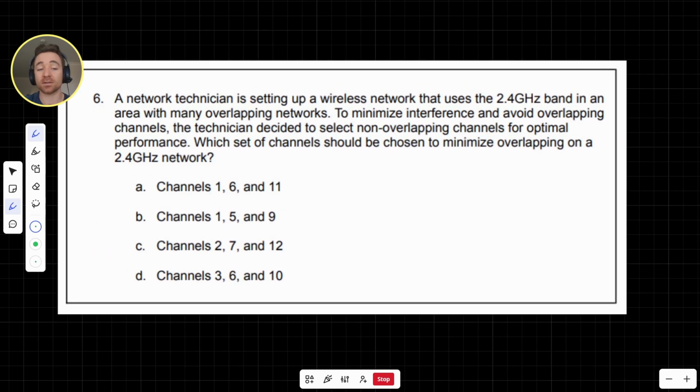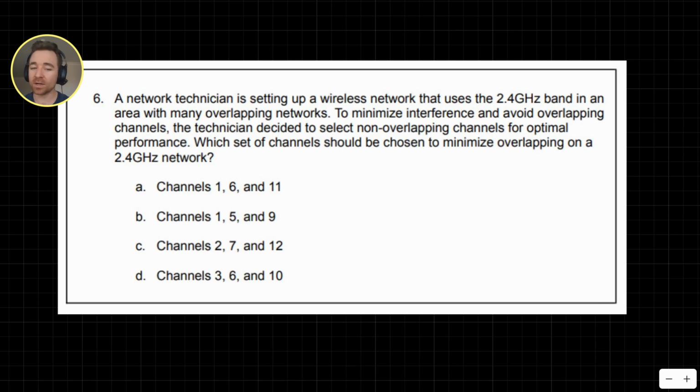Question 6, in this case, reads, a network technician is setting up a wireless network that uses the 2.4 gigahertz band in an area with many overlapping networks. To minimize interference and avoid overlapping channels, the technician decided to select non-overlapping channels for optimal performance. Which set of channels should be chosen to minimize overlapping on a 2.4 gigahertz network? A. Channels 1, 6, and 11. B. Channels 1, 5, and 9. C. Channels 2, 7, and 12. Or D. Channels 3, 6, and 10.